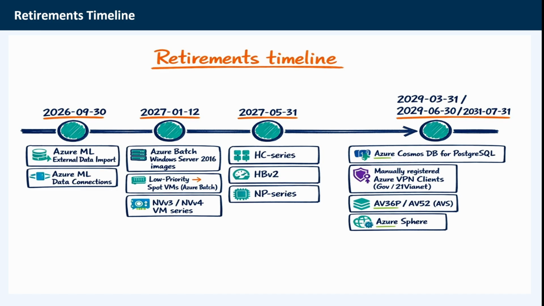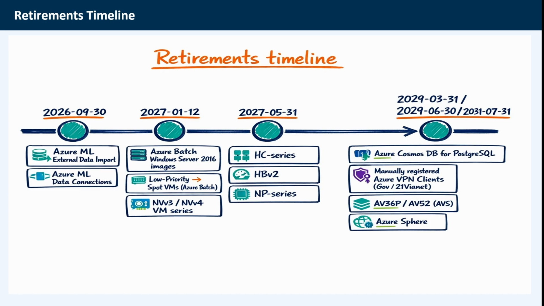Also in 2027 for HPC users, HC series, HBv2 and NP series VMs retire in May 2027. Those are not things I want to be surprised by because cluster sizing and testing takes time.